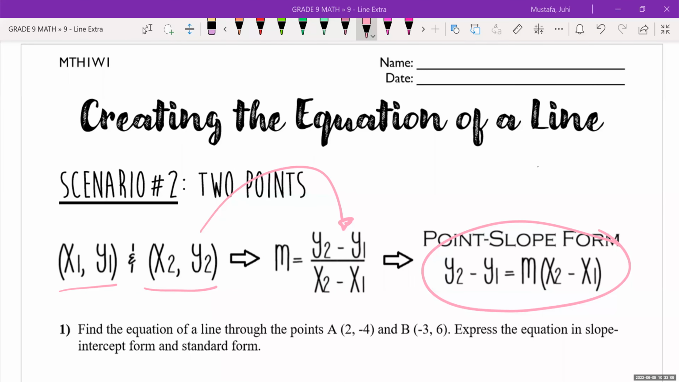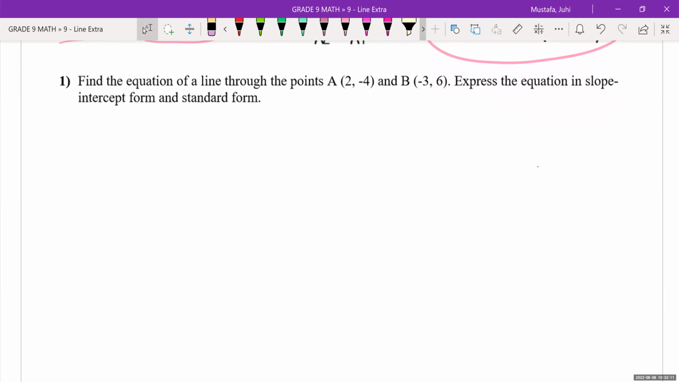Example number 1. Find the equation of a line that's going through points A, which is 2, negative 4, and B, which is negative 3, 6. Express the equation in slope-intercept form and standard form. So if you take a look at the rules at the top, the first thing we need to do is label our points x1, y1, x2, and y2. So I'm going to start by writing them up here.